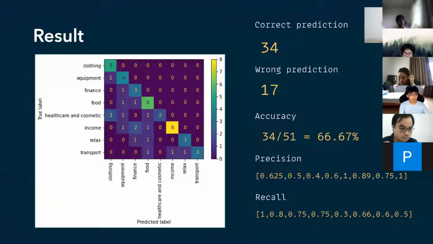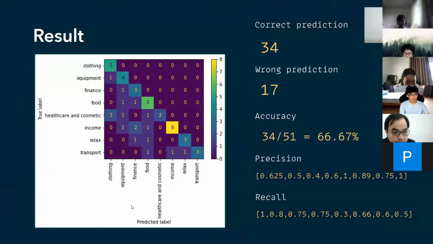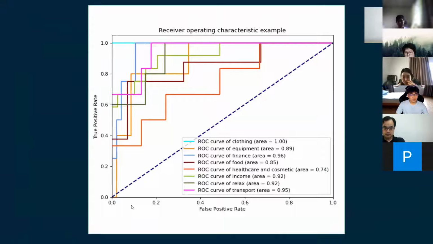For testing on the test data, the model got 34 correct predictions, which is an accuracy of 66.67%, and the precision and recall are as follows. These are the confusion matrix of the results, and these are the ROC graph and area under the curve of the result. The areas are shown in the label, this one.